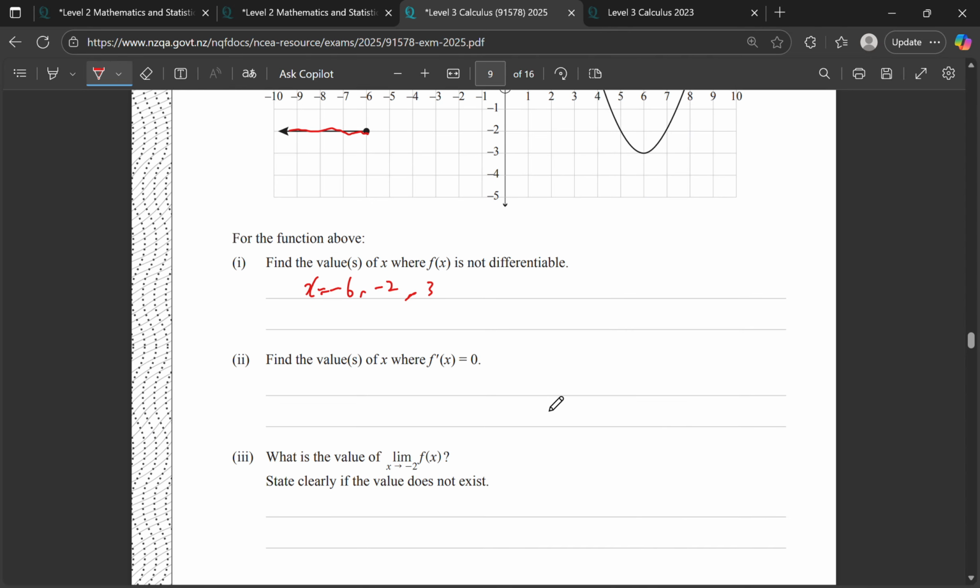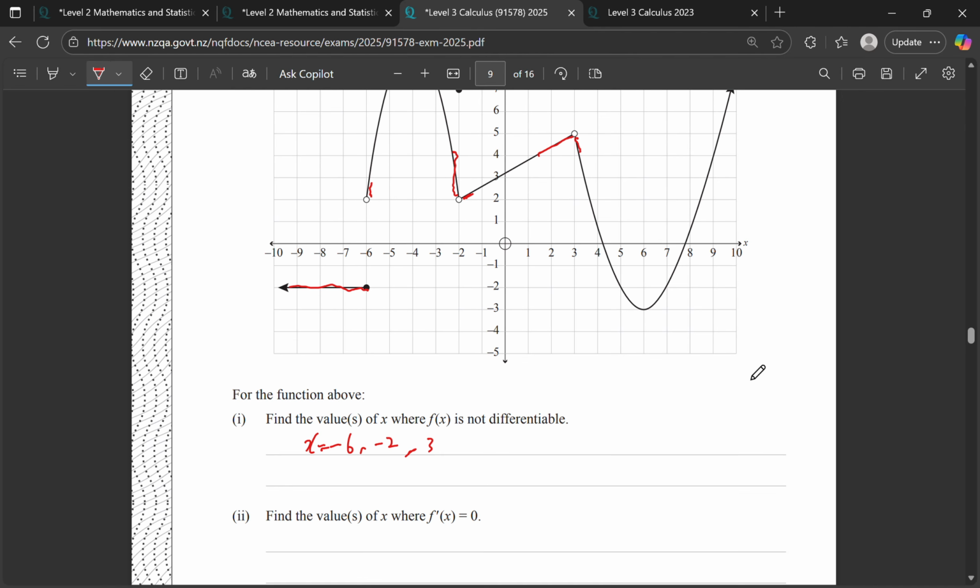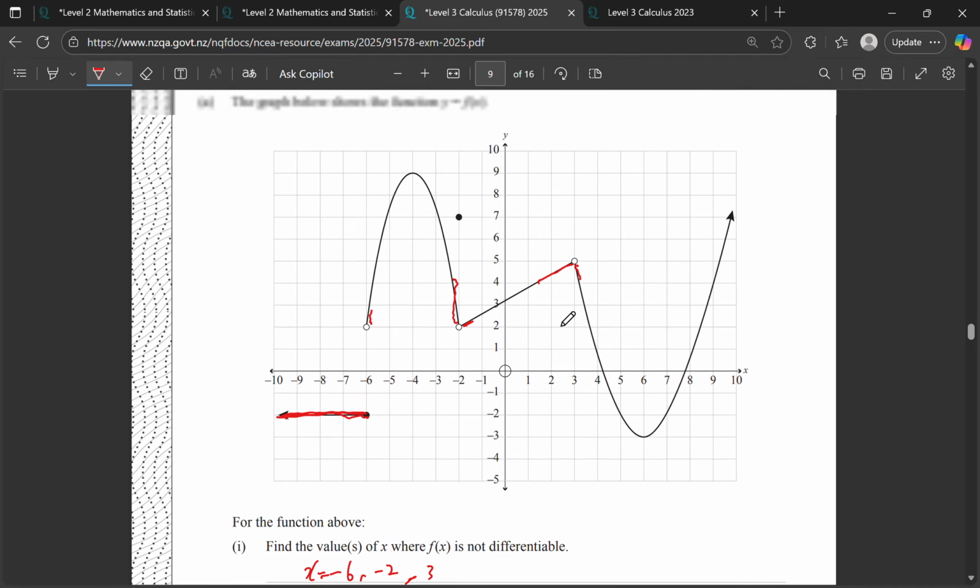All right. Question 2 says, find the values of x where f prime x equals 0. So meaning gradient is 0, right? So that's over here. This line is showing the gradient is 0. So I would say x is less than -6, right?